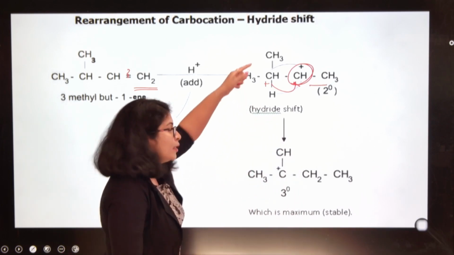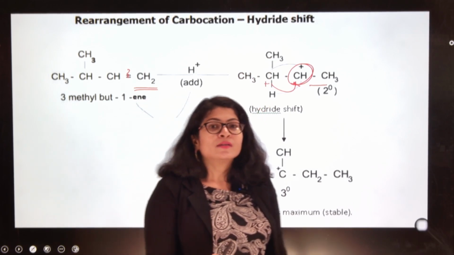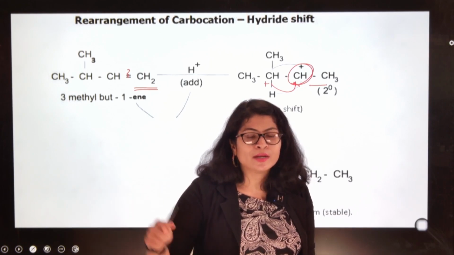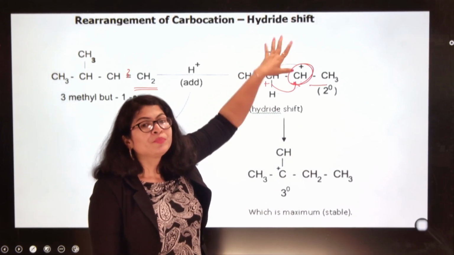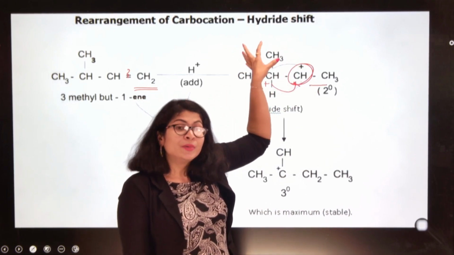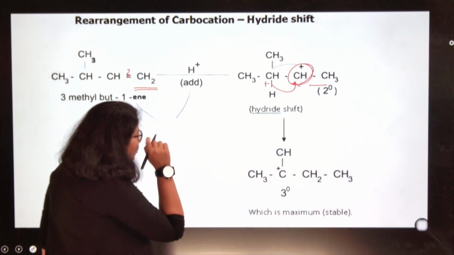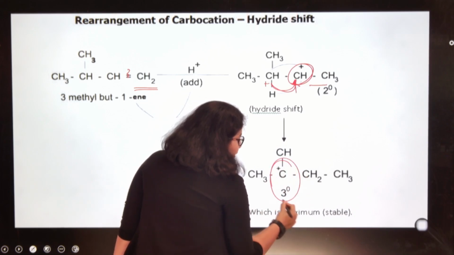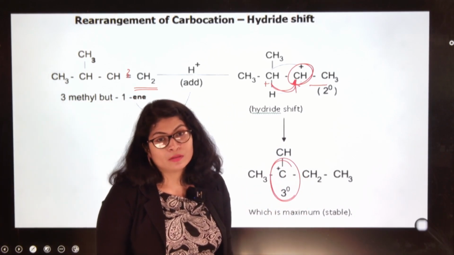Now here there is a methyl group and a hydride group, but as the hydride is a less bulky group, it can easily migrate. But if there is some other group which is bulkier than CH3, then the CH3, being the less bulky group, would have shifted, right? So there is a shift of hydride to this carbon, and the resulting 3 degree carbocation is maximum stable.